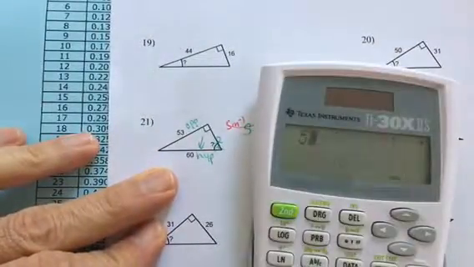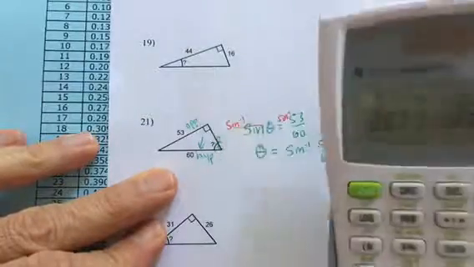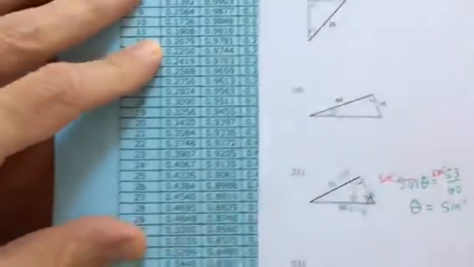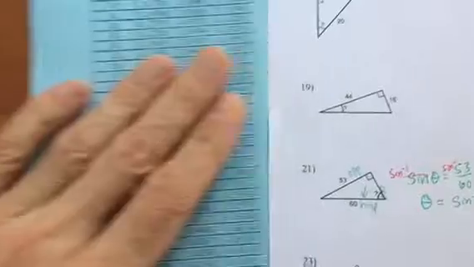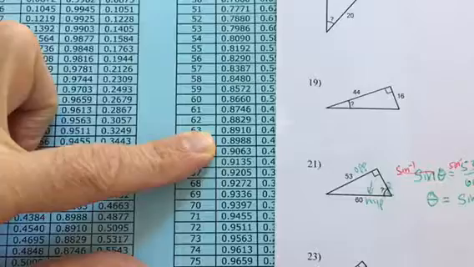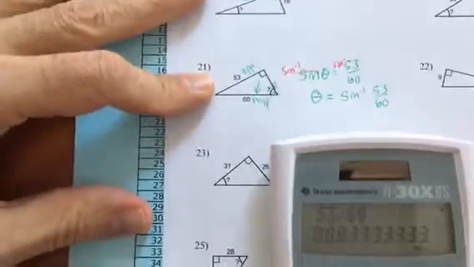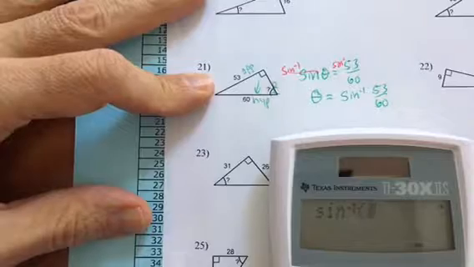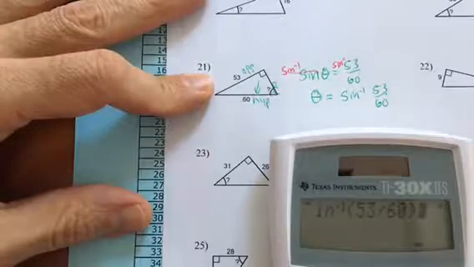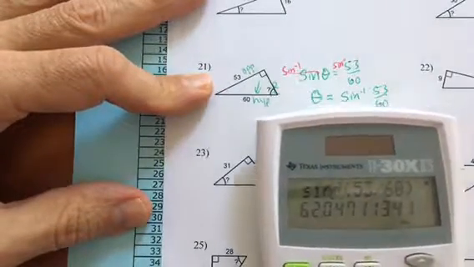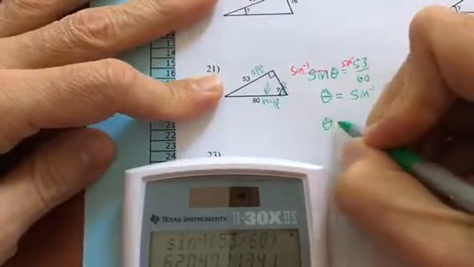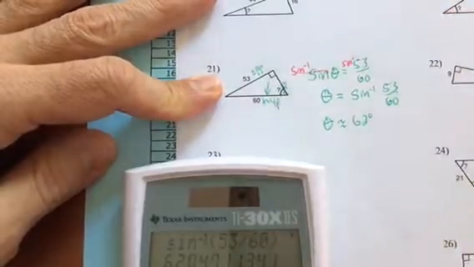I can do 53 over 60. 53 divided by 60 equals 0.883333. And that's a sine, right? It's more than 45 degrees. Oh, it's going to be really close to 62 degrees, it looks like. But I'm going to put it on the calculator just to make sure. Inverse sine 53 divided by 60. 62.0. Right, so theta is about 62 degrees.